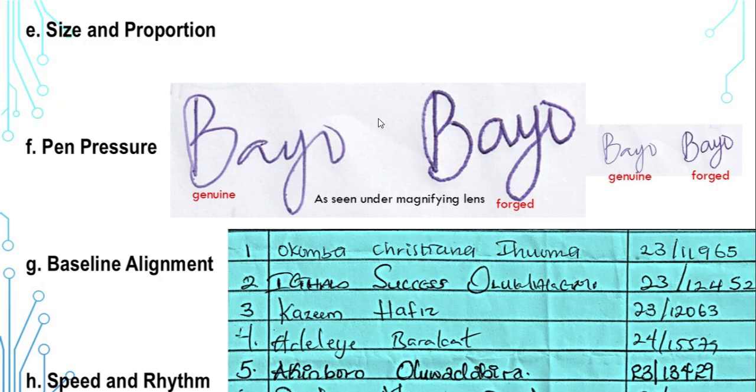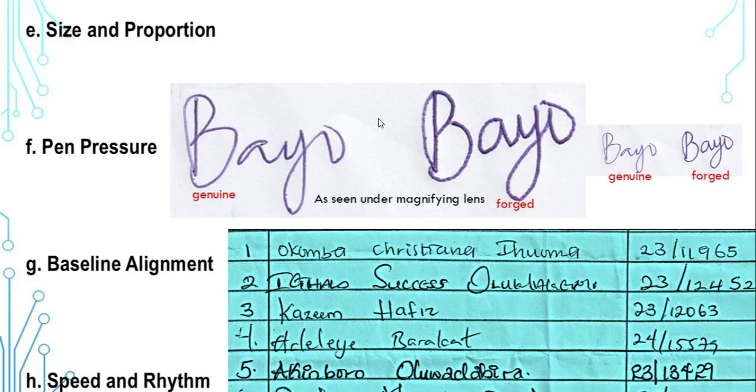Look at this one. We have about 6 writers. The first writer, look at how she writes her own names. Look at this Okumba. The O started a bit above the line, above the baseline, then came down, then back up again. Look at this one too. Now look at the second writer.